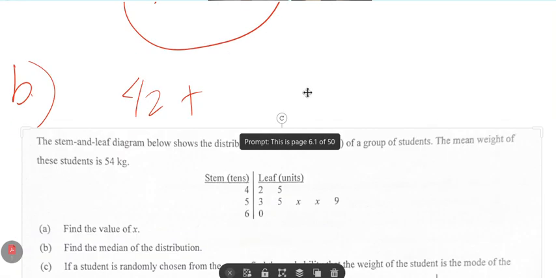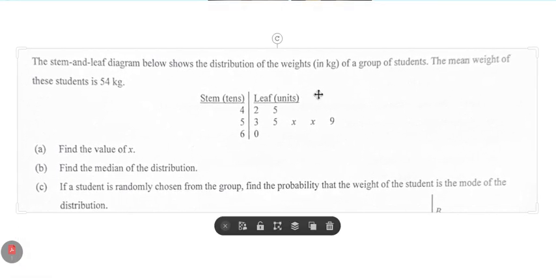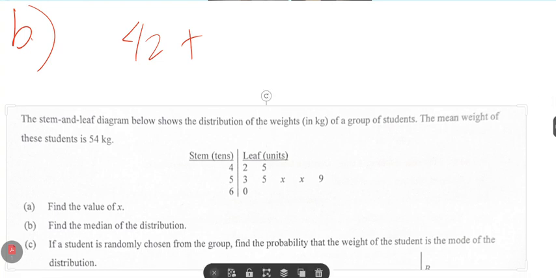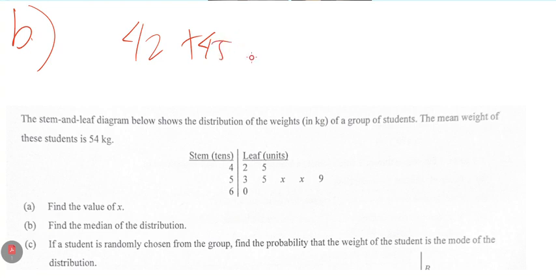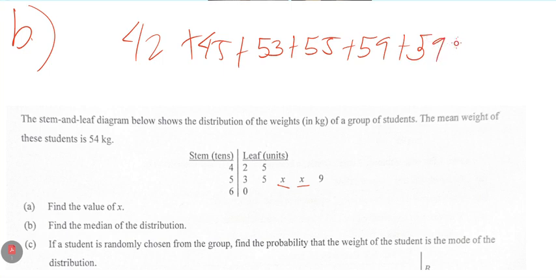So we have 42, 45, 53, 55. Now, try to remember we have the x's down there, and those x's are going to be 9. So that's going to be 59, 59, 59, and the last one would be 60.